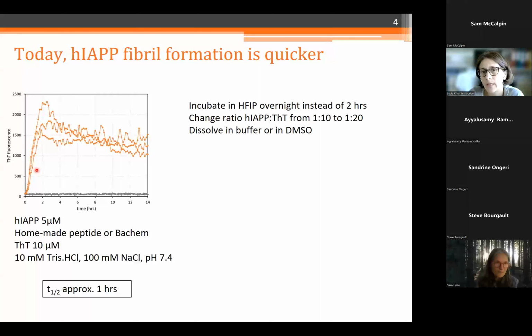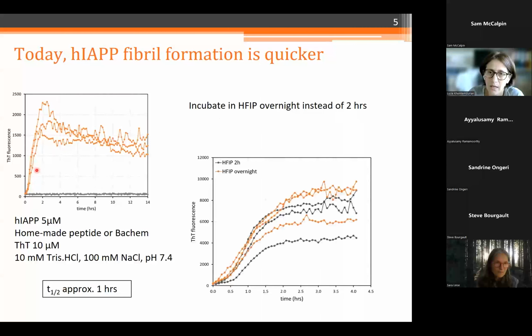So I tried to incubate in HFIP overnight instead of 2 hours. I changed the ratio IAPP to THT from 1 to 10 to 1 to 20. And I tried to dissolve it in a buffer or in DMSO. And finally, here we can see the difference between the incubation in HFIP overnight and 2 hours.